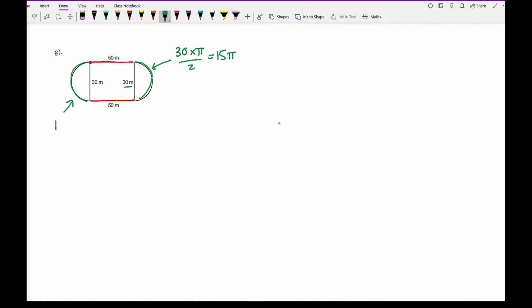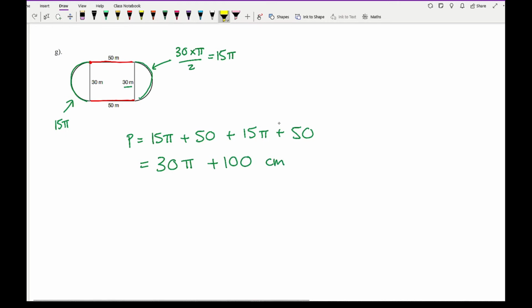So this here is 15 pi. So the perimeter of this shape is going to be 15 pi plus 50 plus 15 pi plus 50. And that gives me an answer of 30 pi plus 100 centimeters, and that there is my answer in terms of pi. Again, if I type that into my calculator, I get an answer of 194.2 centimeters to 1 decimal place.